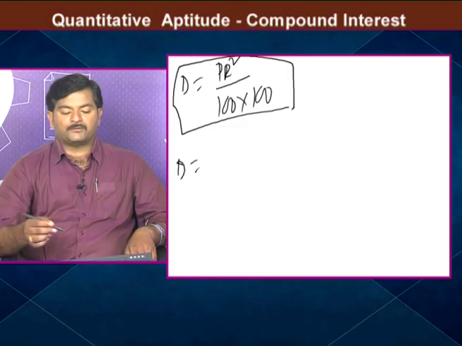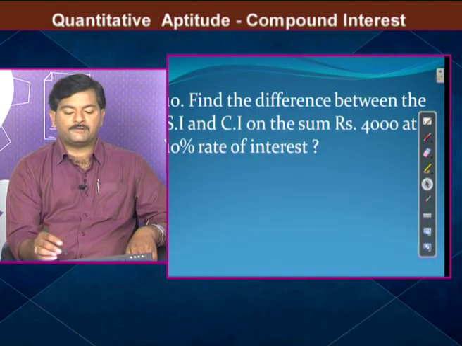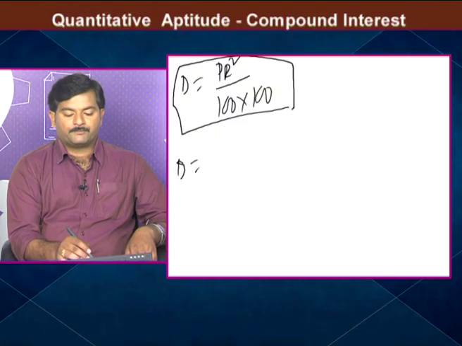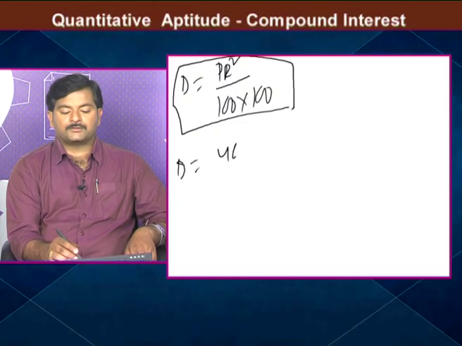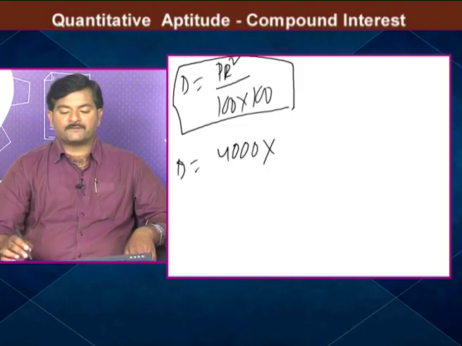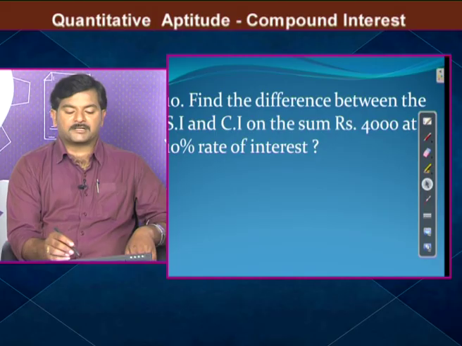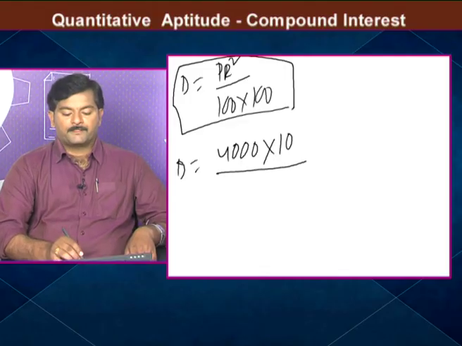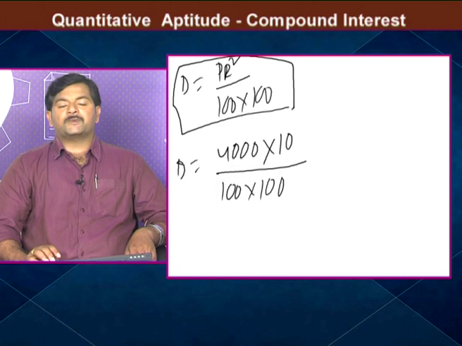To find D value, P value is given. P value how much given? 4,000 rupees. And rate of interest is also given. Rate of interest how much given? 10% given. So D is equal to 4,000 into 10 square by 100 into 100, taking all corresponding values.